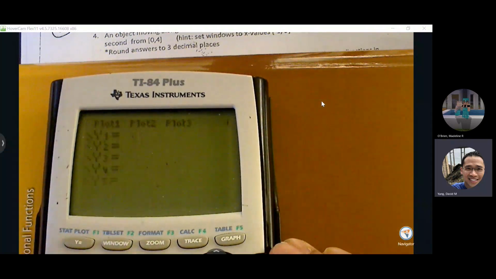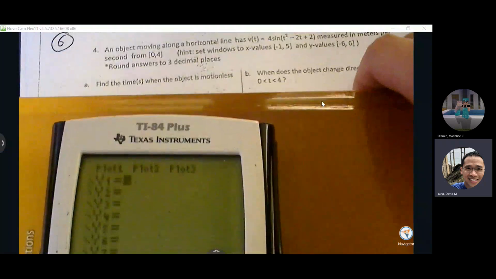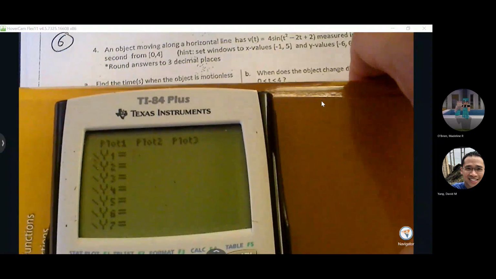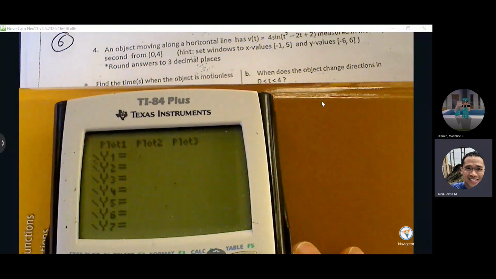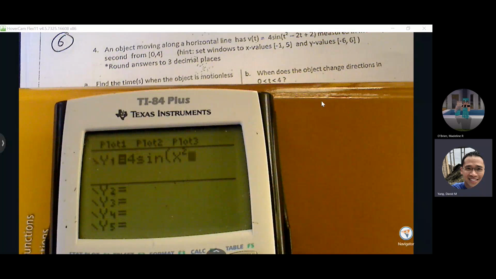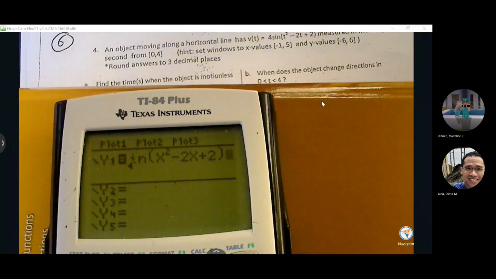Okay, and then go to y equals, and you're going to type in the velocity function. So think of this as the quote unquote derivative graph. So 4 sine x squared minus 2x plus 2. Now, this graph is kind of all over the place, so we really want to narrow our focus of this graph. So it says set the windows to x values -1, 5, and y values -6, 6.